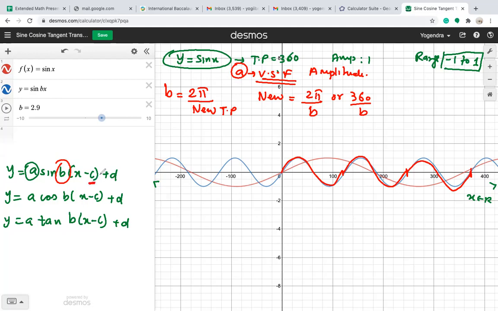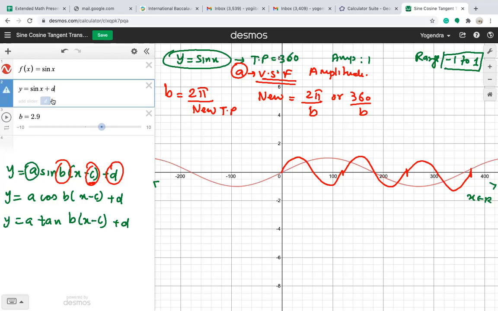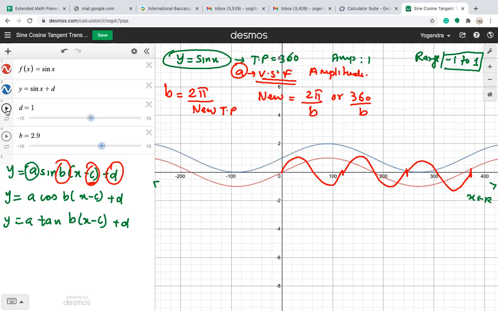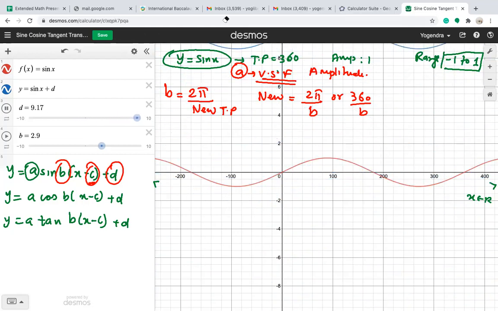Now effect of c is pretty simple. It moves to the right or left. And effect of d, now let us just quickly check. So effect of d is, let's say here, I'm going to keep b and I'm just going to add another slider, which is d. So you can clearly see that the effect of d is that it moves the graph up and down. So this is the effect of a, b, c, and d in terms of transformation.